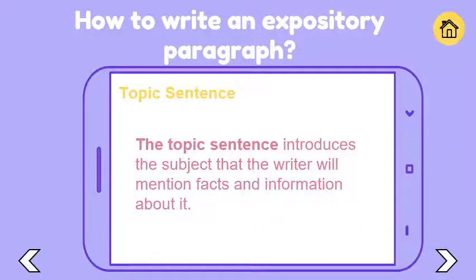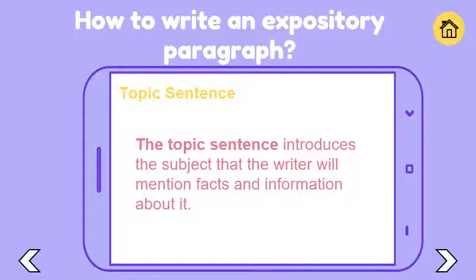How to write an expository paragraph now? First of all, you have to start with the topic sentence, since the first sentence in the paragraph should be a topic sentence. The topic sentence introduces the subject that the writer will mention facts and information about. I want to talk about cars, so I have to mention the subject in the topic sentence. I have to mention in the topic sentence that I will talk about cars.